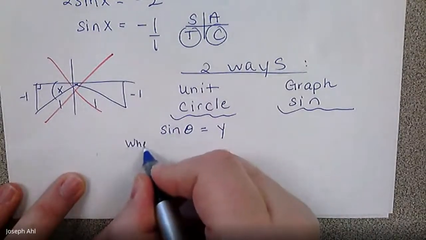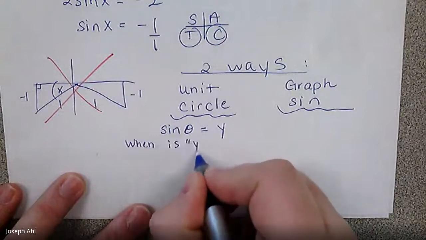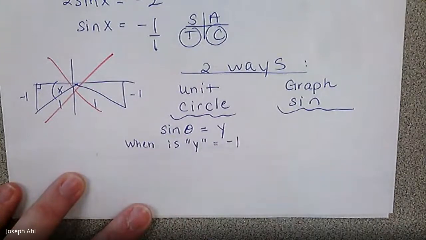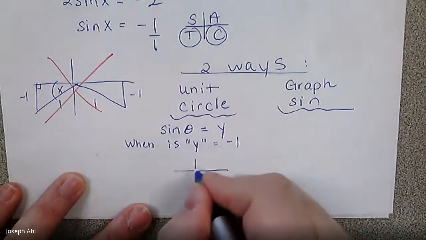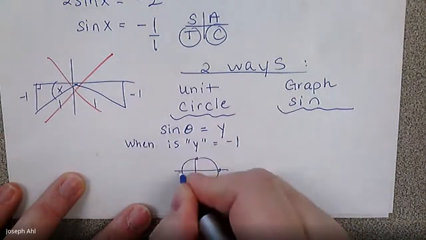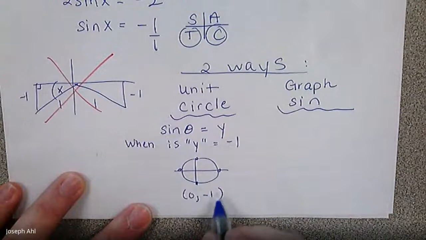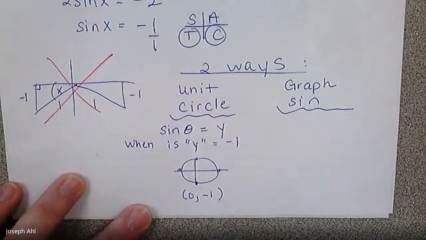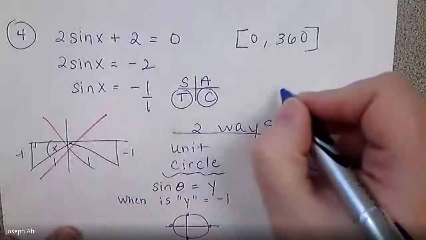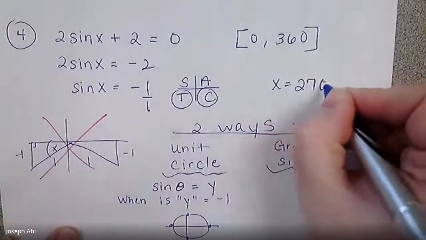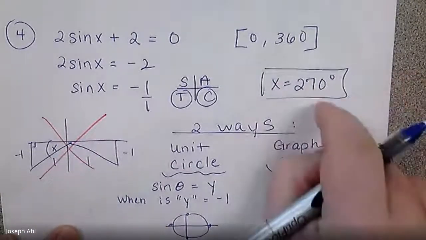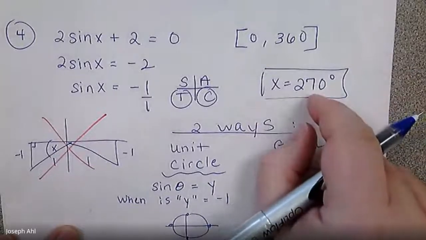So when is y -1 on the unit circle? We think about all the coordinate points on the unit circle. The only time the y value is -1 is down here. So what is this angle where we are? The solution to this equation is x equals 270 degrees. It has one solution.